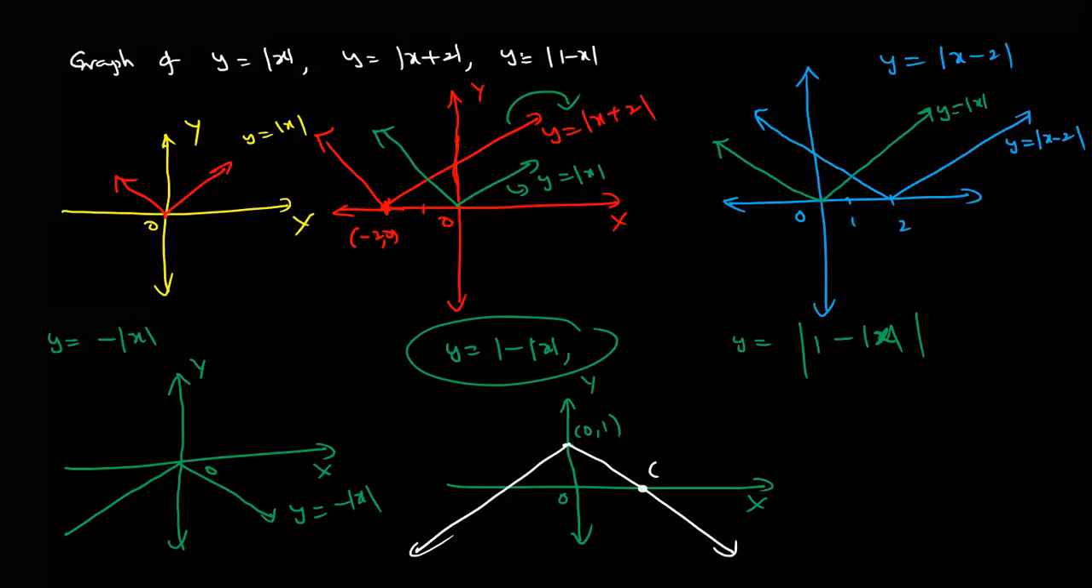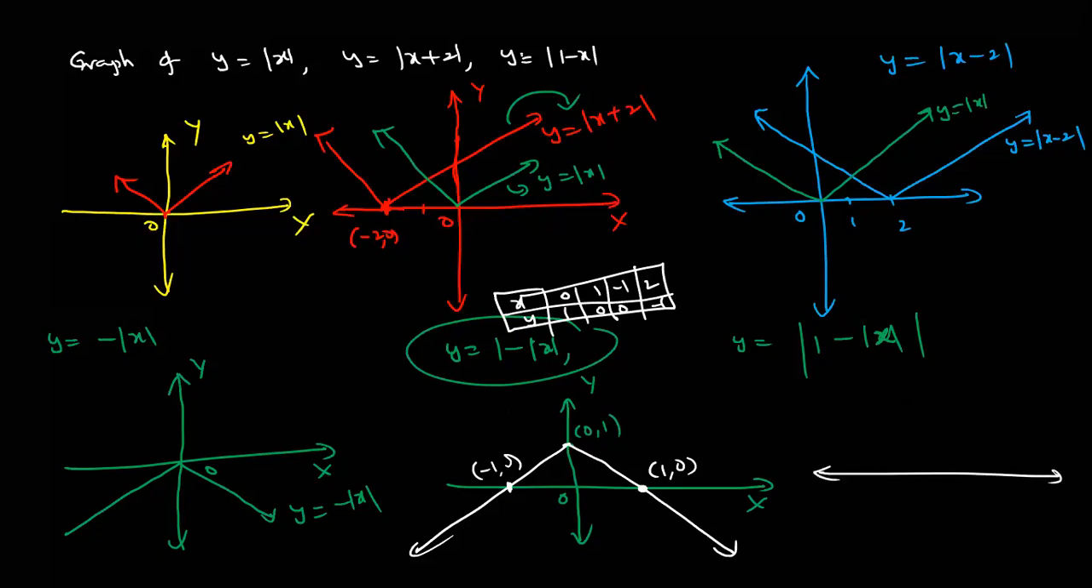What is this point? This is 1, comma 0. This is minus 1, comma 0. So how to draw this type of graph here? Simple. How to identify: take x and y. X is 0, y is 1. X is 1, y is 0. X is minus 1, y is 0. Like that, you can observe these points. See carefully.